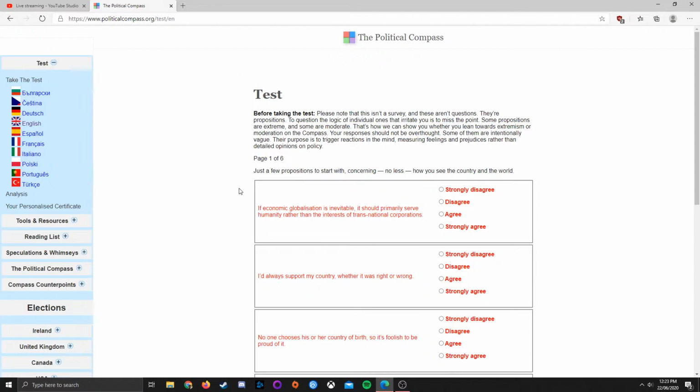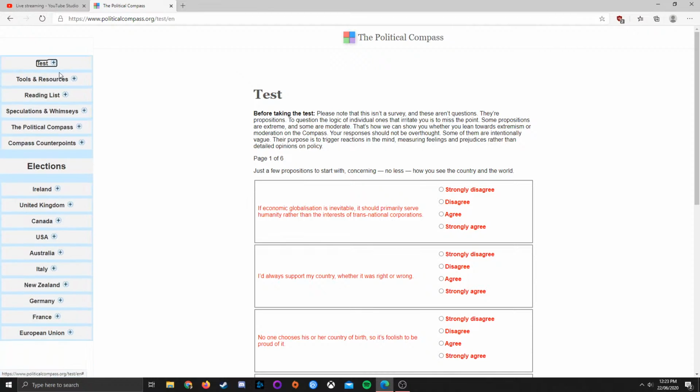So really that's about it. That's all I wanted to touch on just now. Again, I would probably recommend you do this test if you want to find out about your politics, and that it is quite accurate. The reason it's quite accurate is because there are 6 pages of questions, and they do go into quite a bit of detail.